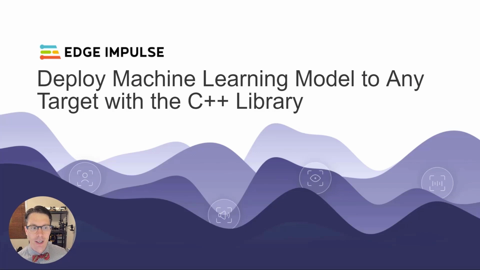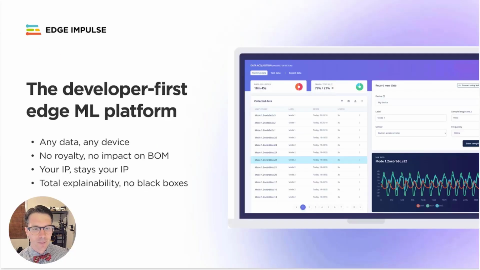Today, we're going to be talking about deploying a machine learning model, something you've trained on Edge Impulse, to any target using the C++ library. And there's a bit of a caveat because it's not any target, it's really any platform you have a C++ compiler for and enough RAM and flash memory to run your model.